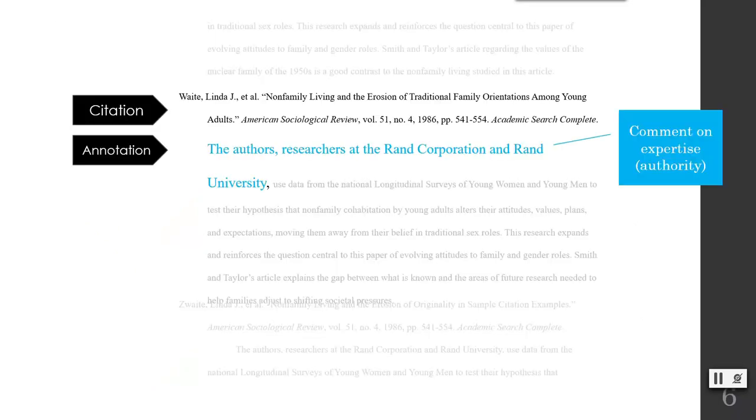And here on the sample annotation, you can see that I used the authors as researchers at the RAND Corporation and RAND University. That's really all I said about the authority or the expertise.